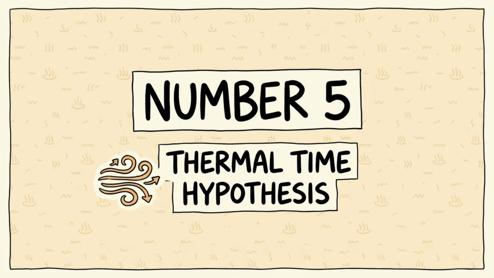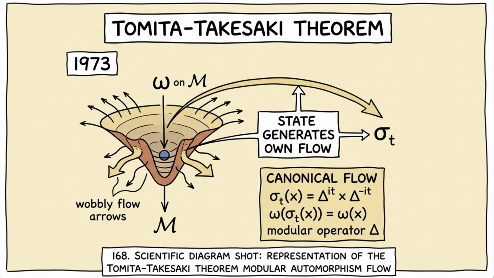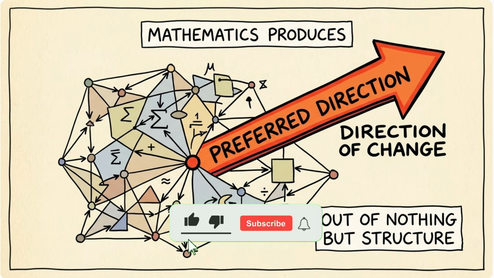Number 5. The thermal time hypothesis. Through the 1970s, Alain Connes was classifying von Neumann algebras, abstract operator algebra, about as far from cosmology as mathematics gets. Building on the Tomita-Takesaki theorem, he proved something peculiar in 1973. A state on one of these algebras generates its own one-parameter flow, and that flow is canonical, fixed by the algebra itself up to an inner transformation. The mathematics produces a preferred direction of change out of nothing but the structure.